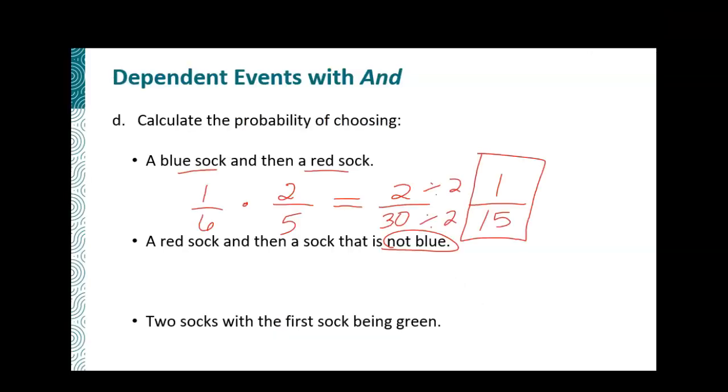What was the probability of choosing red first? Just the first fraction. How many are red? 2. And then how many are there in the drawer? Yeah, 2 over 6. Okay, are we good with that part?